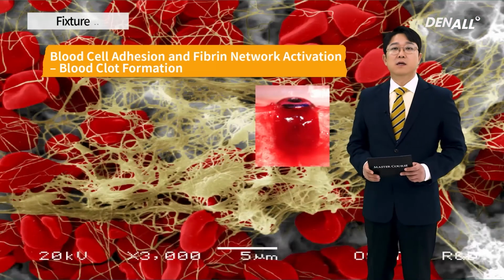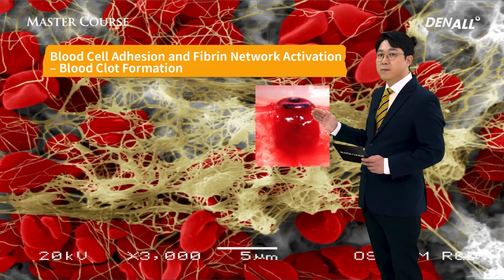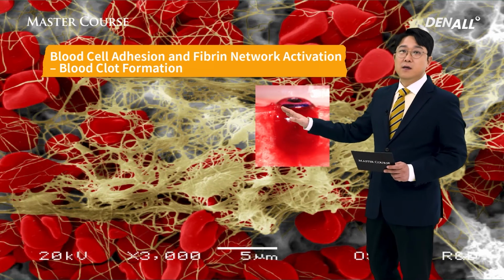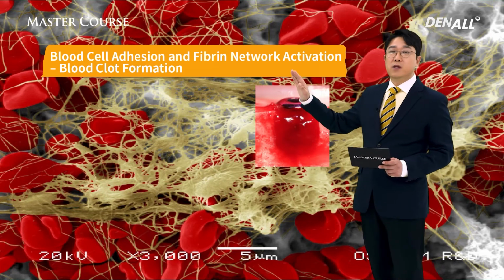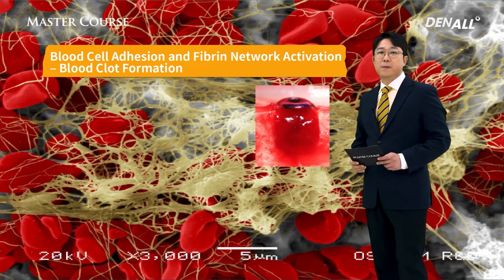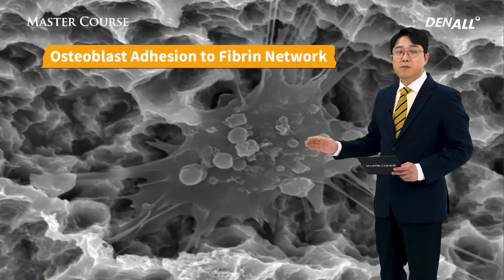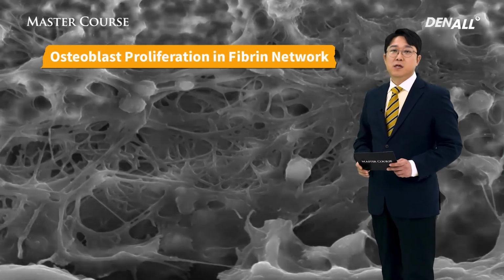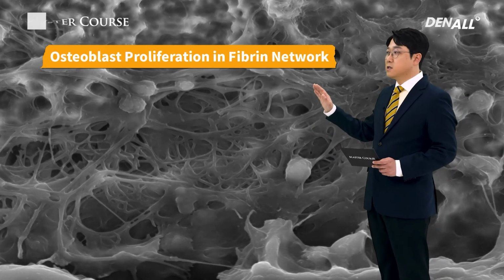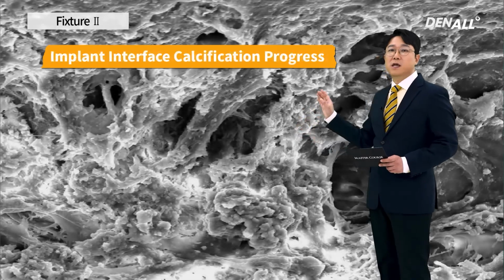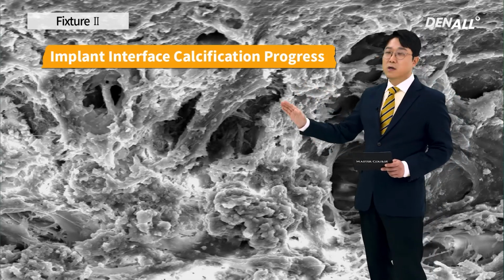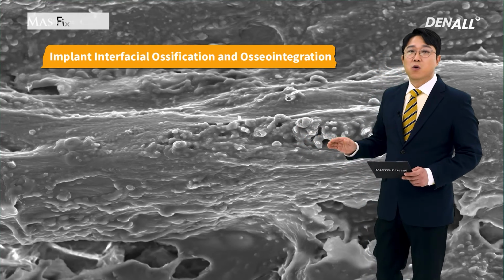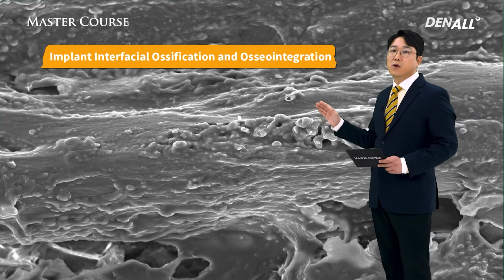Let's have a look in more detail at the cell level. After the implant is placed, when blood clots are properly formed, as you can see, the fibrin network is made. On the fibrin network formed on the implant surface, osteoblasts would adhere, and such osteoblasts would proliferate, making new bone. The new bone would be ossifying, creating the osseointegration. This is the process of osseointegration.